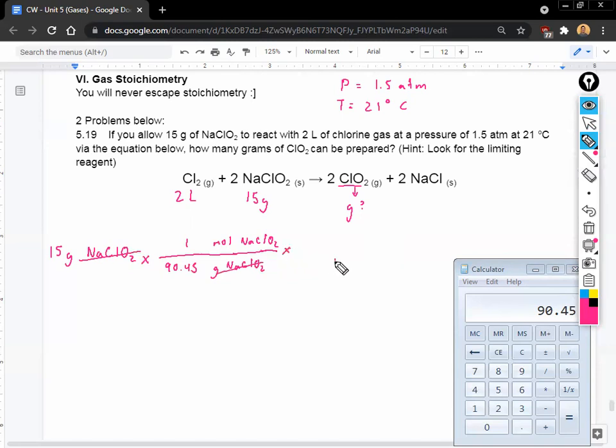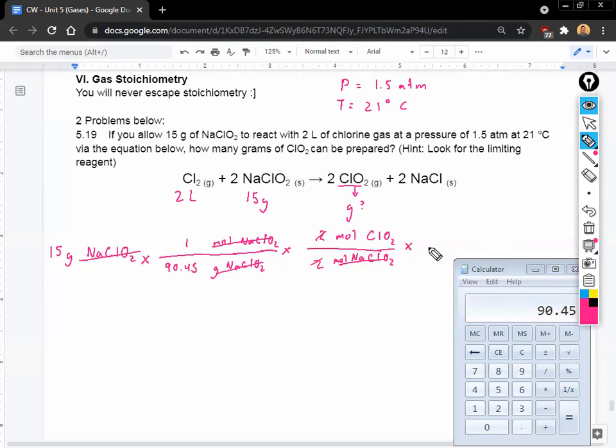Okay, next I'm going to take moles of NaClO2, and since I'm looking for ClO2, I'm going to plug in moles of ClO2. We look at the mole ratio. It looks like it's 2 to 2. So it's going to be 2 and 2, and we're going to cancel out moles of NaClO2. But luckily for us, there's a 2 on top, 2 on bottom. So the 2's cancel out.